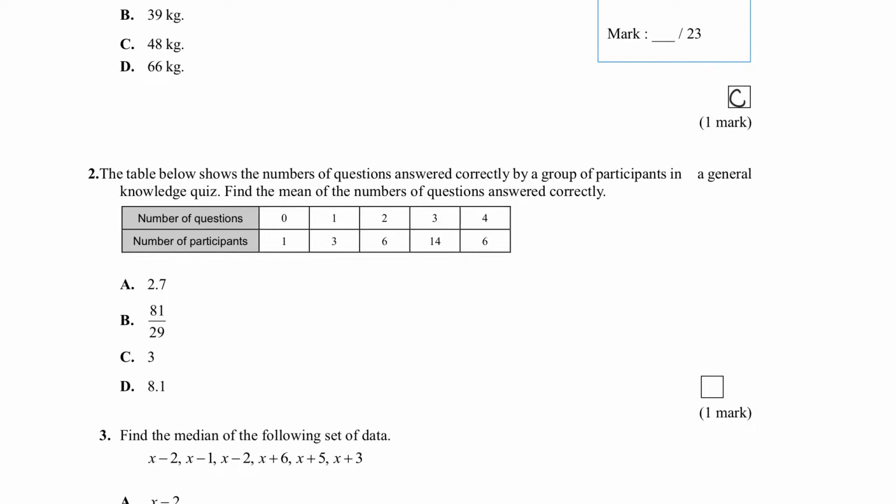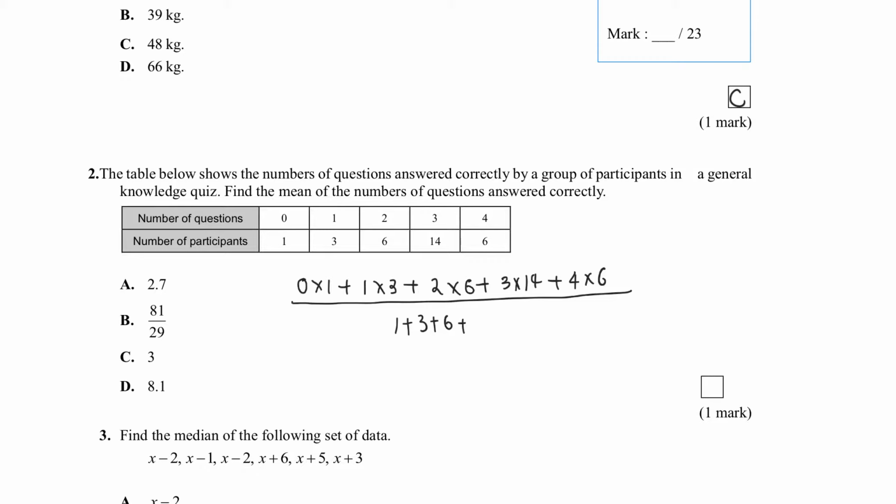So for this one, the formula for this mean will be, okay, 0 times 1 plus 1 times 3 plus 2 times 6 plus 3 times 14 plus 4 times 6. And then, because there will be in total, basically add them all together, that should be equal to 30. So at the end, you will have the mean to be 8.